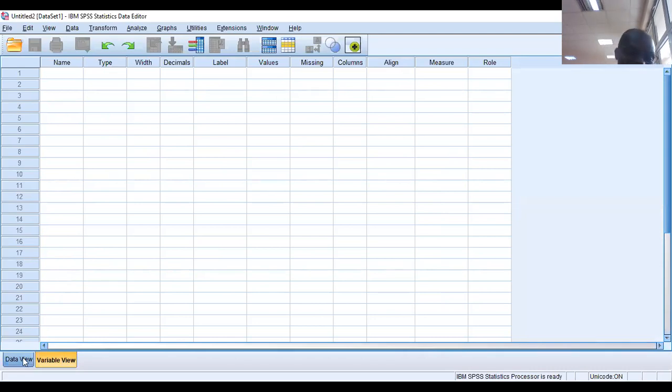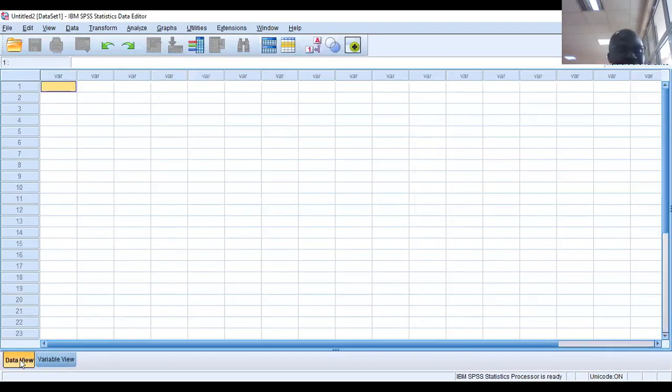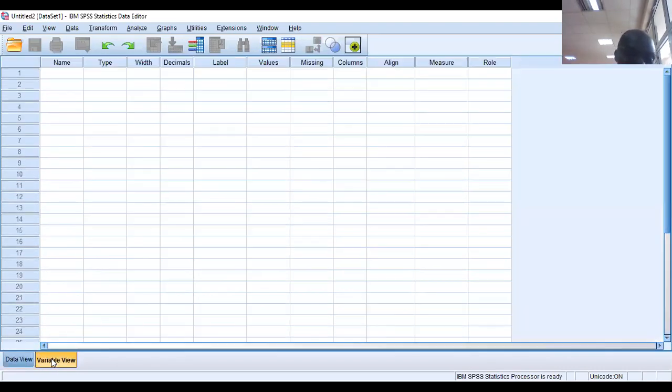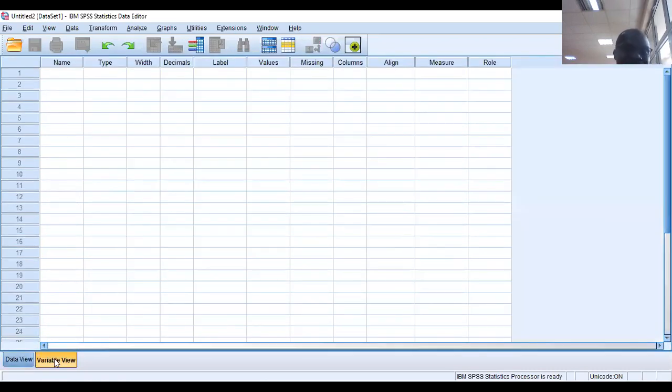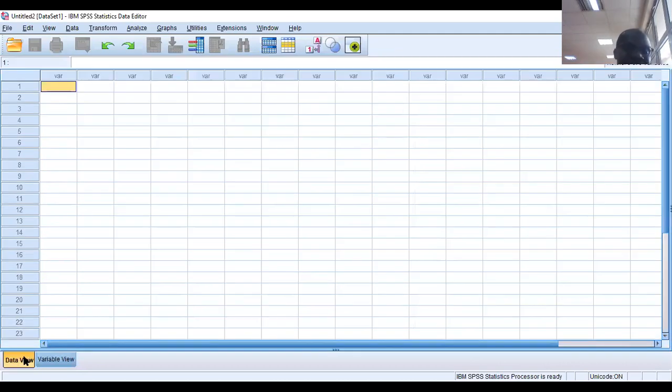Then you enter your data. It doesn't matter which one you do first. But when you are starting, normally it's better to start from here. If you're experienced, you can start from anywhere. People just start from here and then come and do this, or start here and come and do this. It doesn't matter; you can start with any of the two.